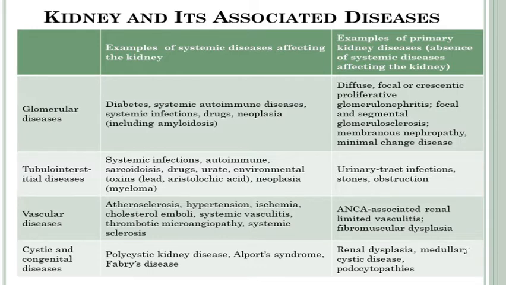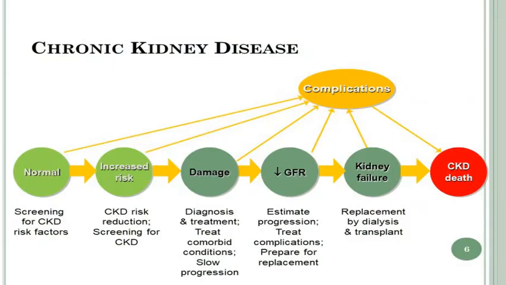Lupus and other diseases affect the body's immune system. Obstruction is caused by problems like kidney stones, tumors, or an enlarged prostate gland in men. Repeated urine infection, etc., are these kidney diseases. If we neglect them or they remain untreated, these diseases can take a severe form of kidney damage, and that will be termed as CKD. So, what is this CKD?